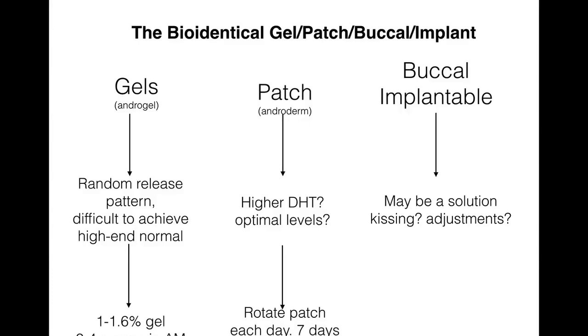The patches, you're basically going to put a patch on every day, rotating the positions, and then you're going to repeat. You're going to make sure you do not repeat the positions for up to 7 days. The implants, this is 2 to 6 pellets, which are basically 75 milligrams of testosterone each, basically put in and last for 3 to 6 months.